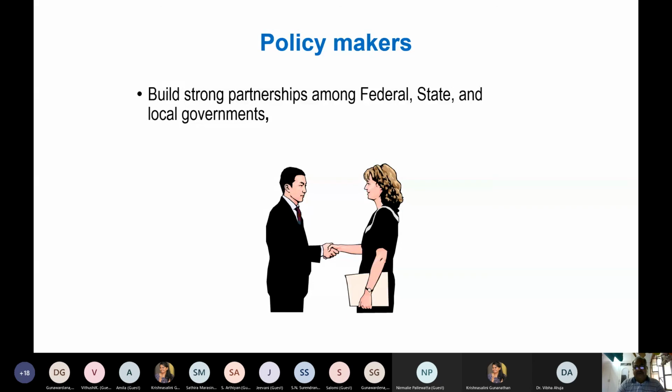Make very strong partnership with the policymakers at the state, local and country level governments, because they are the people to be depended on finally. They may not know your subject very well, but they are the people who are to support you, and they are the people who want to come forward to understand.